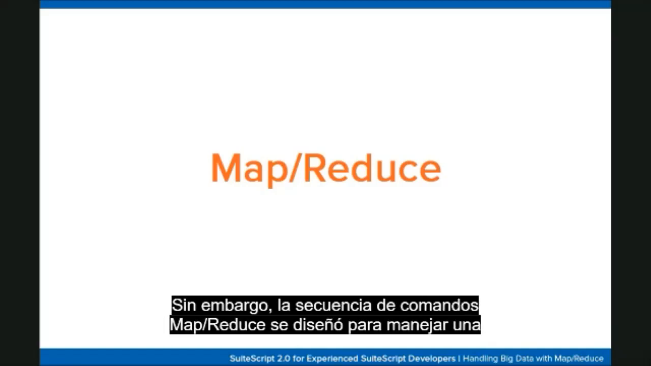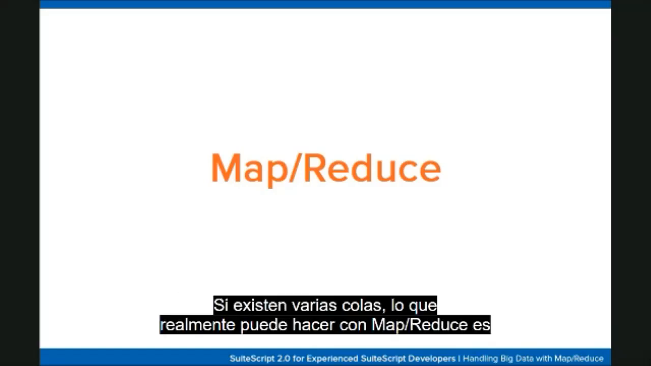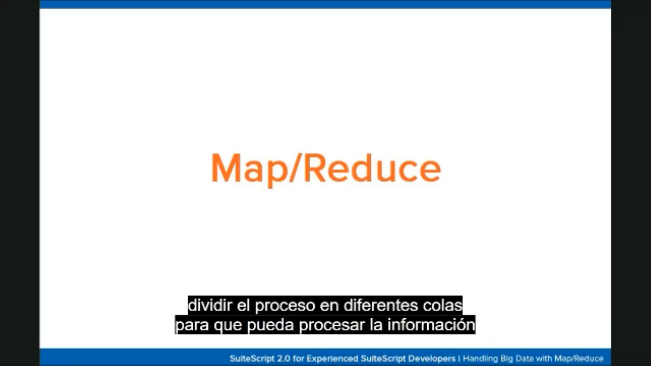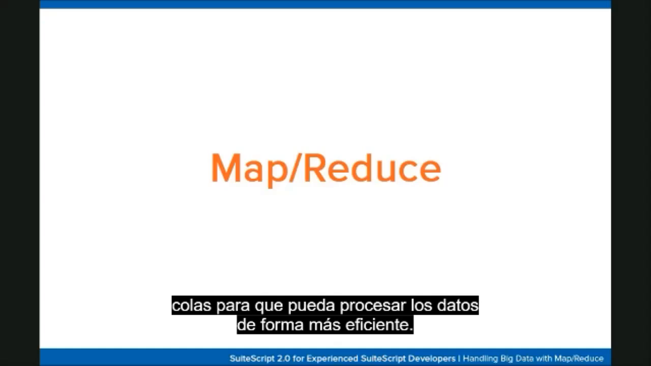But the MapReduce script was really designed to handle large amounts of data, and that is based on a concept of distributed processing. If you have multiple queues, what you can actually do with MapReduce is split the processing into different queues so that you can process the information all at the same time, which is a very exciting way of using your multiple queues so that you can process data more efficiently.